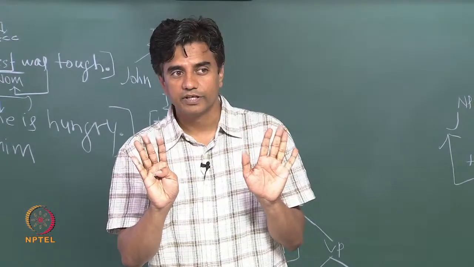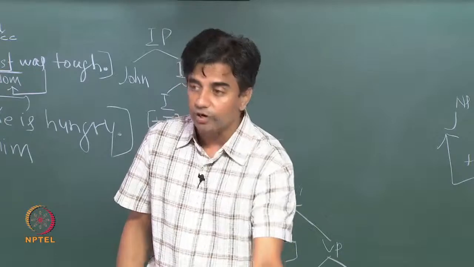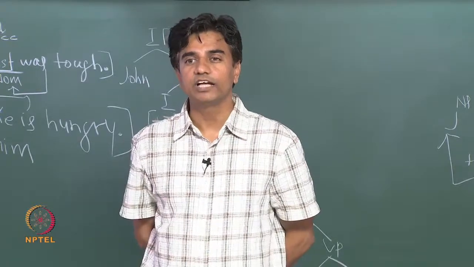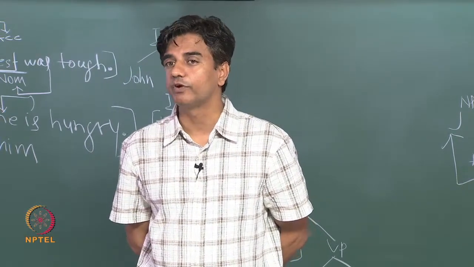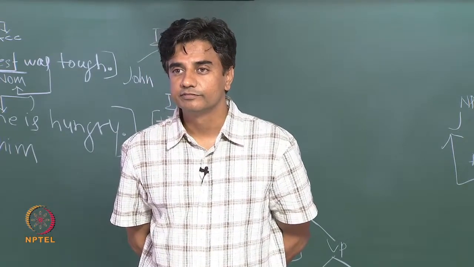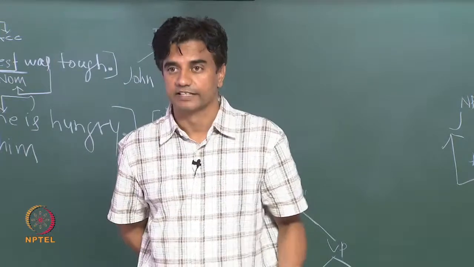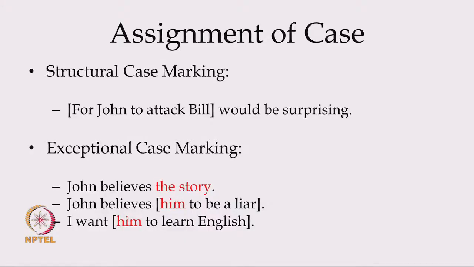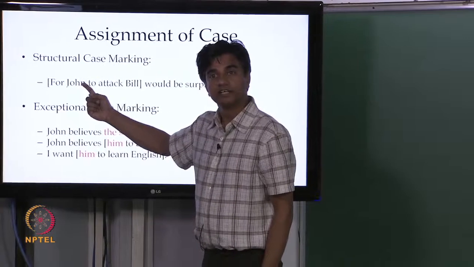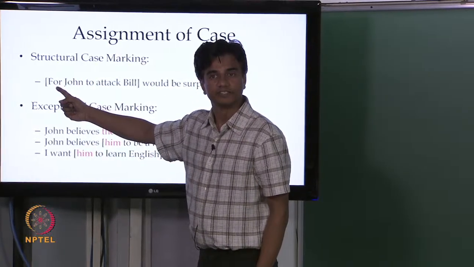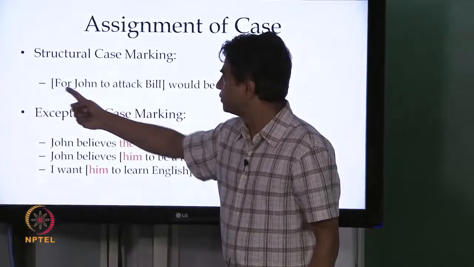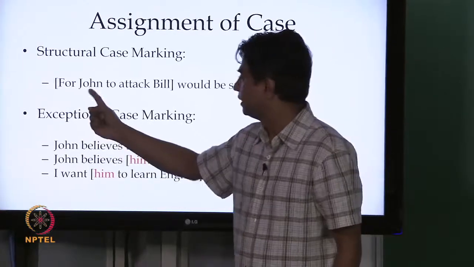Are you with me? Change the sentence to a pronoun, put a pronominal NP here. Can we say for he to attack Bill will be surprising, or do we need to say for him to attack Bill will be surprising? For him to attack will be surprising. What we are saying is, in the situation where you see John here, this is an accusative case marked NP. What assigns accusative case inside this subject CP is this head, the preposition, which assigns accusative case to the subject NP, to the NP John here.